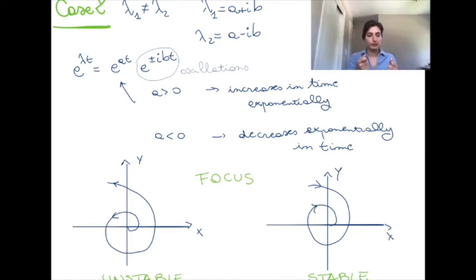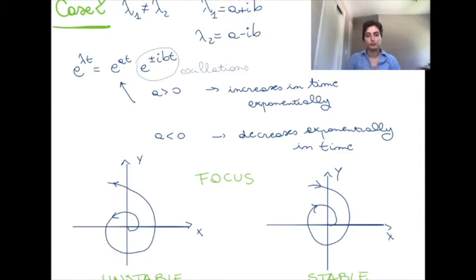So you have to think about it as a combination of the oscillations given by the imaginary number and the exponential either increase or decrease depending on the sign of a. So we call these cases focuses. We can have either an unstable focus that starts at 0, 0 and spirals away, with the oscillations given by the imaginary number and the expansion given by the real part of it, or stable. That means it has a very similar situation, but instead of expanding, it's contracting. So it's spiraling towards our 0, 0 point.